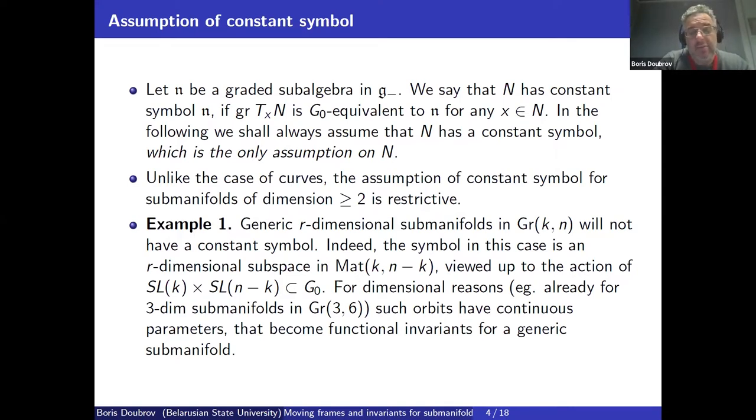So we may expect, and this is exactly what happens there, a two-dimensional space of parameters parameterizing generic orbits. There are of course some singular orbits, but there will be generic orbits parameterized by two parameters. And these parameters will automatically become functional invariants for a generic submanifold. They will depend on a point. And this is what we are actually avoiding in this theory. We are assuming that we do not have functional invariants on the level of a symbol.